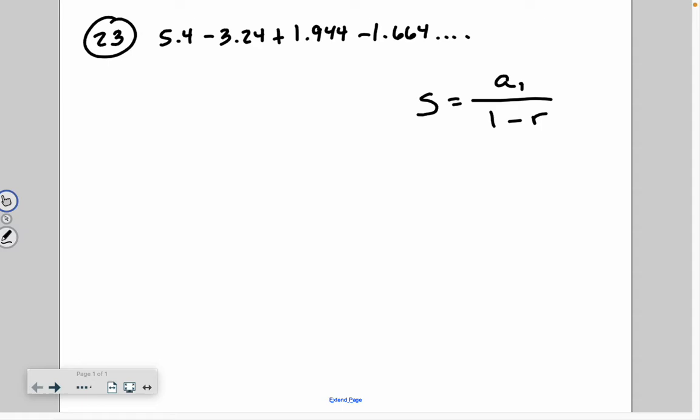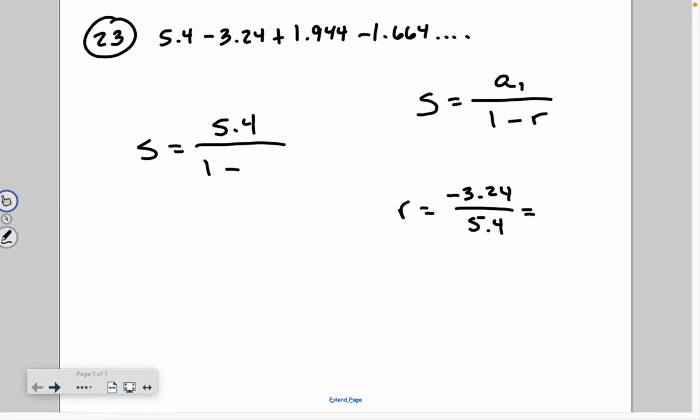That's pretty straightforward. Okay, so for the sum, we've got 5.4 over 1 minus. How do I find the common ratio? It's called a ratio for a reason, okay? Because you take the ratio: how do you get to the second term from the first term? So to find r, we just take any 2 consecutive terms, doesn't matter which 2 they are, and take the second one divided by the first one. So in this case, I'm going to take negative 3.24 divided by 5.4 and get an answer.